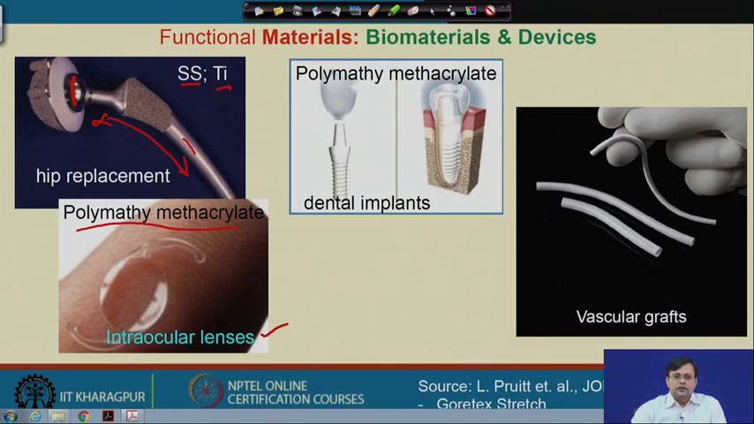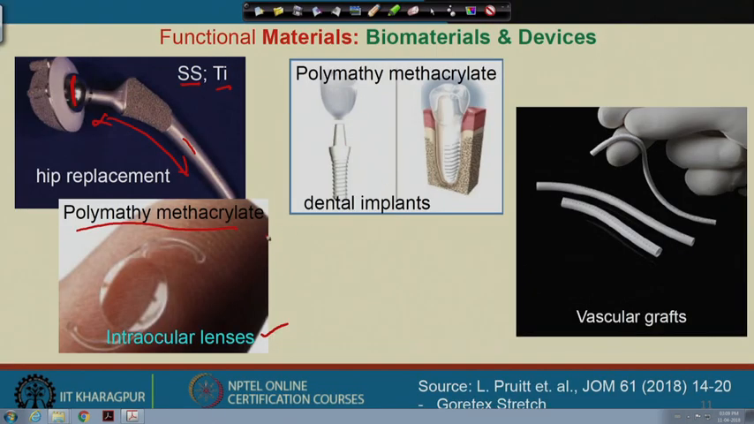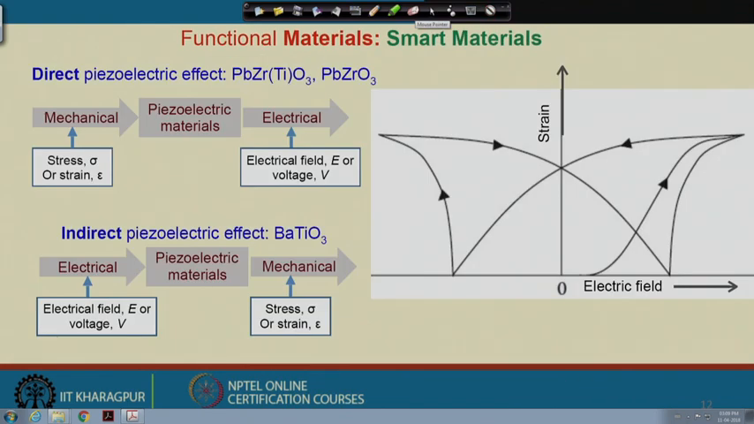So, there is a huge opportunity in developing these kinds of biomaterials, and you can see here that similar types of material are also used for dental implants, and also some sort of grafting materials. So, there is a definite need for a general awareness of so many different functional materials.